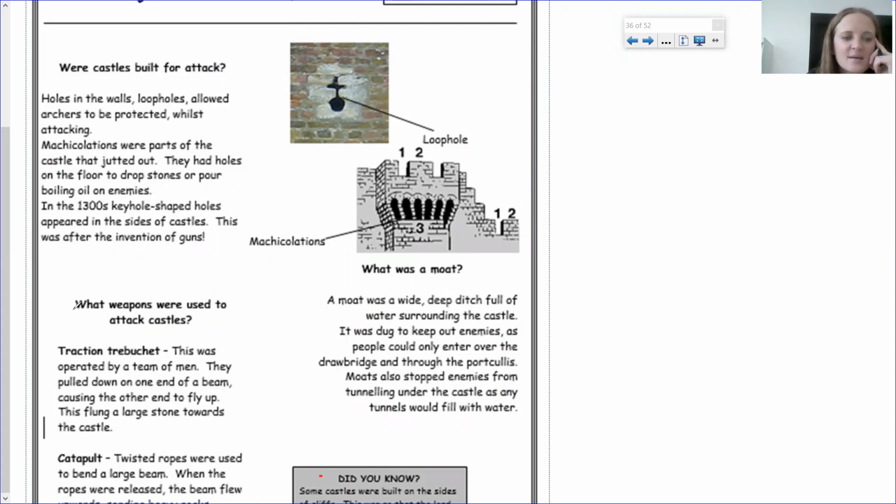We've got a subheading here, what weapons were used to attack castles. And then it goes a little bit more into detail about these weapons that were used. So again, there isn't a specific order to these. They've got subheadings that tell you what each paragraph is going to be about, and you could move around and read the different sections. You could read them in whatever order you wanted to.